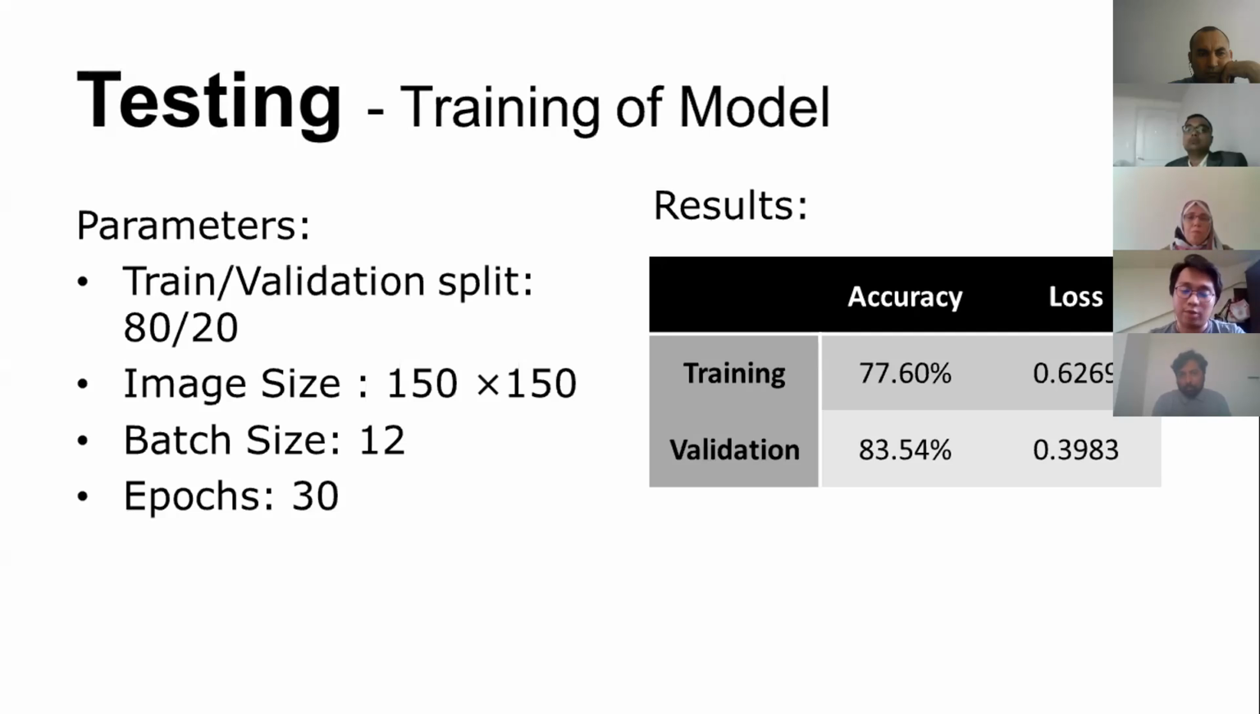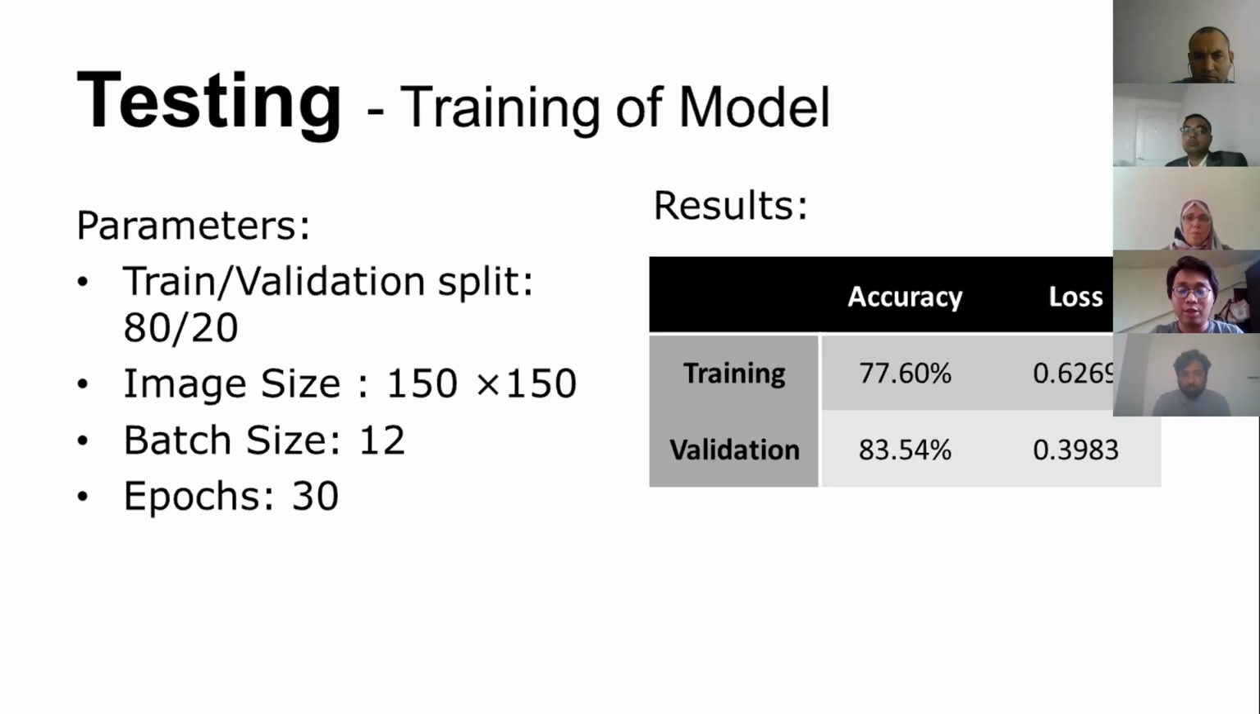It's the image size, of course. Batch size 12, meaning we give the photos by 12, and epochs 30. Epochs means we go through all the photos 30 times. So we went through all the photos, around 2,286 photos, 30 times. The validation means we use these 20% of the photos just for testing. We did not use it to train, we tested it out.